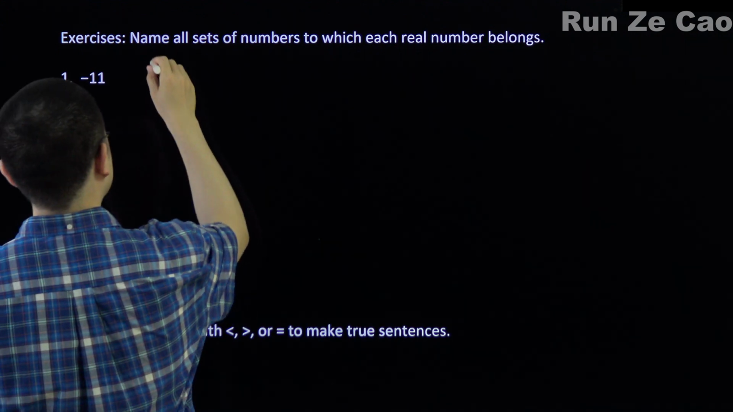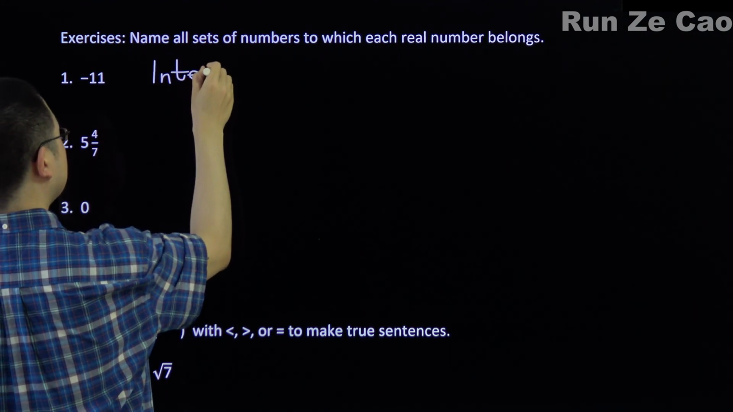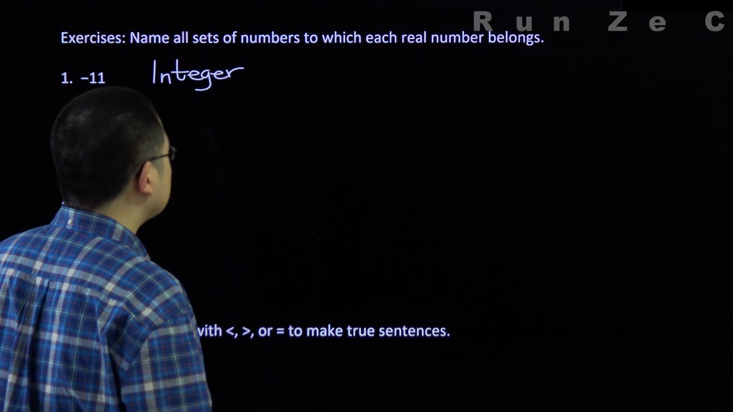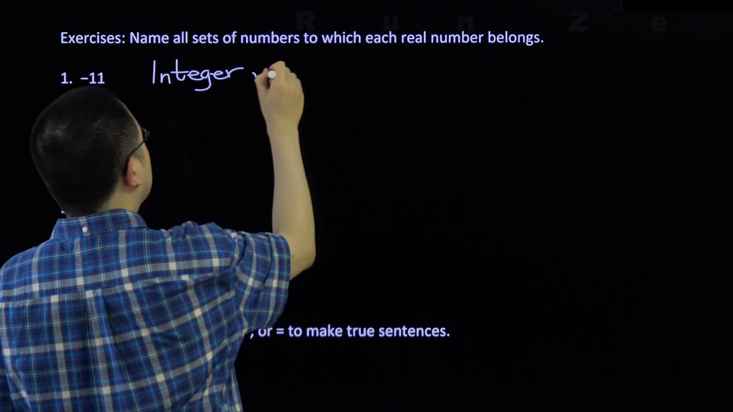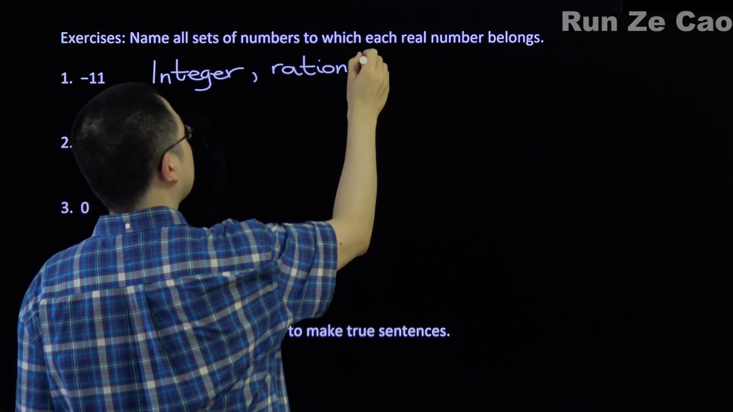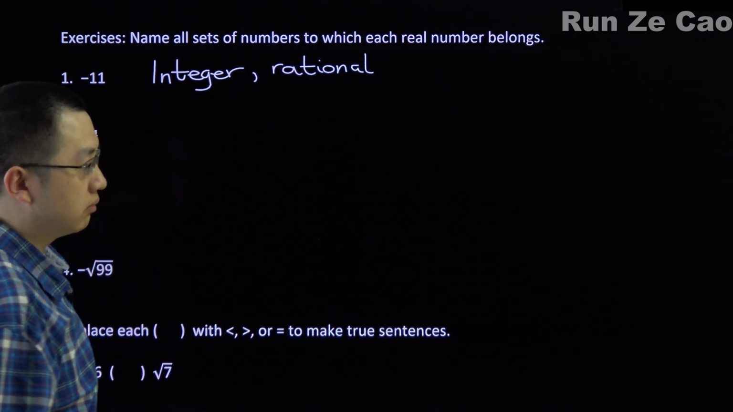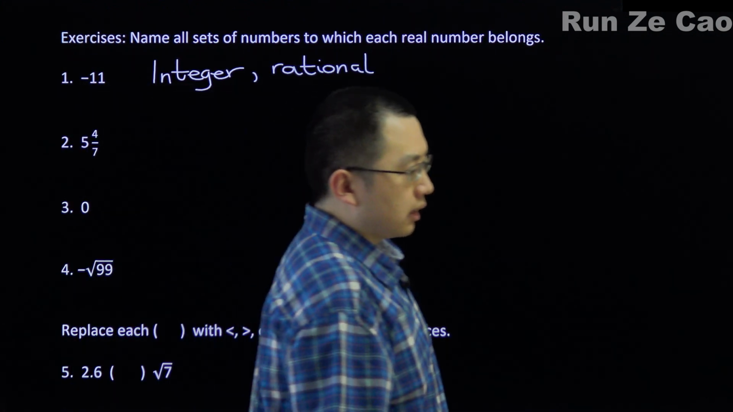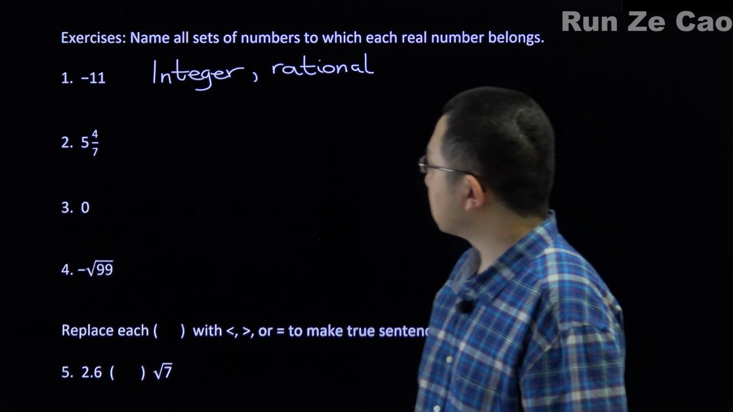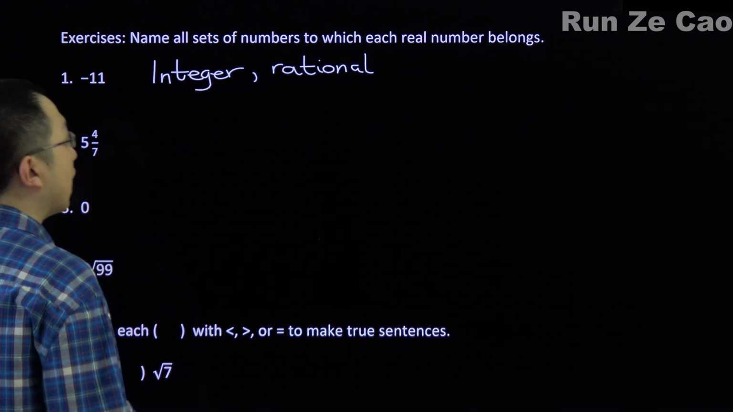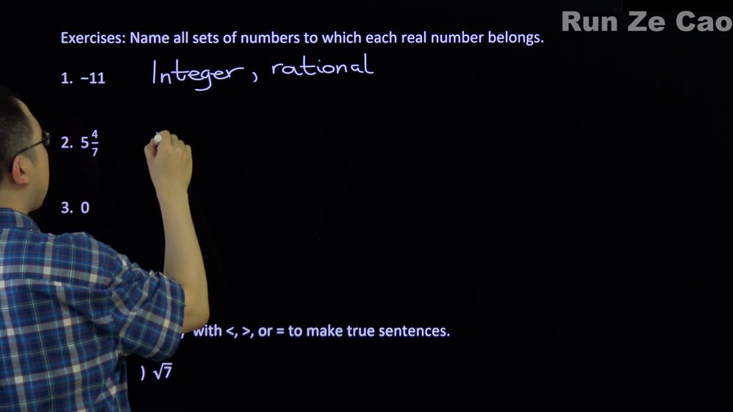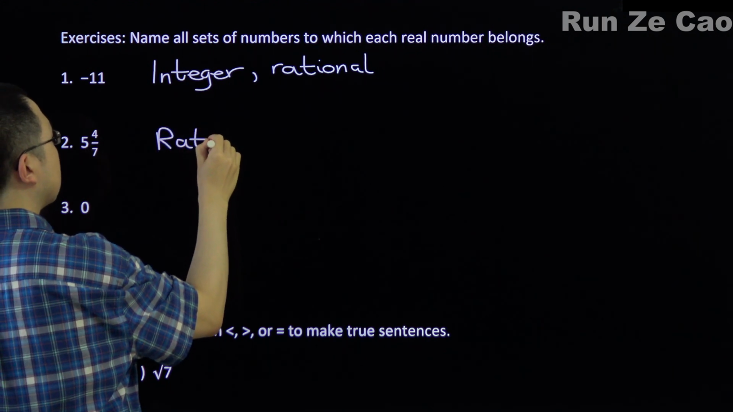Now let's name all the sets of numbers to which each of these real numbers belongs. Negative 11 is an integer. What else is it? Oh, it's also rational because you can show it as negative 11 divided by 1. You can also specify that it's a negative integer, but that's not too relevant for us. 5 and 4 over 7. Well, we know it's rational because you can represent it as a fraction.